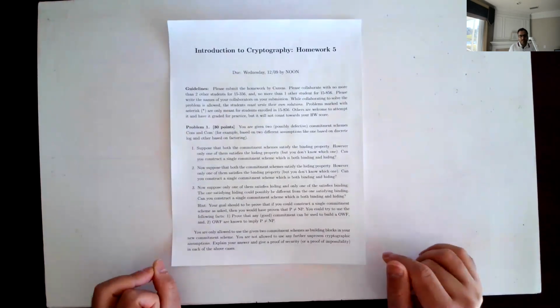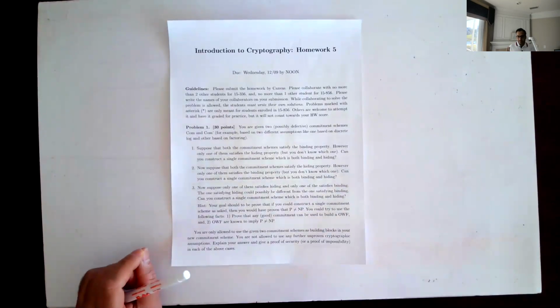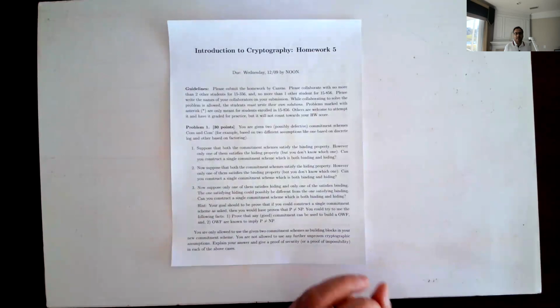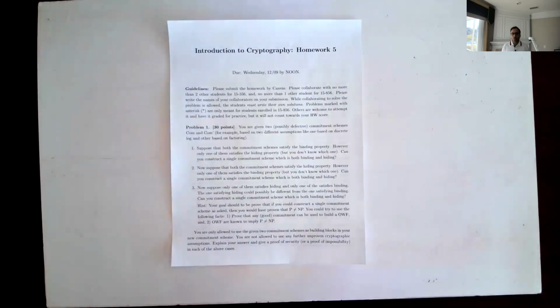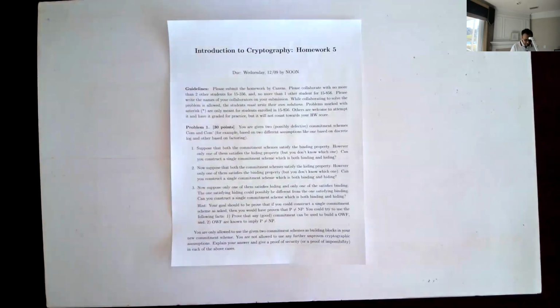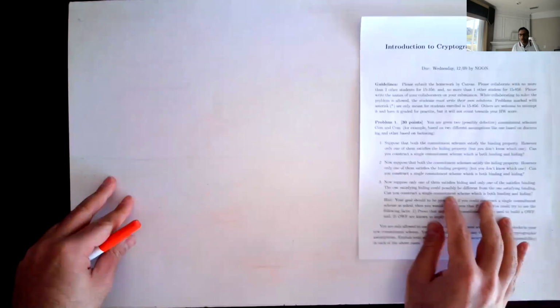So in problem 1, you are given two commitment schemes, and they are possibly defective in the sense that maybe hiding doesn't hold or maybe binding doesn't hold. Okay, and the first part says that you are given two commitment schemes, and both satisfy the binding property, but only one of them satisfies the hiding property. So let's call them COM1 and COM2.